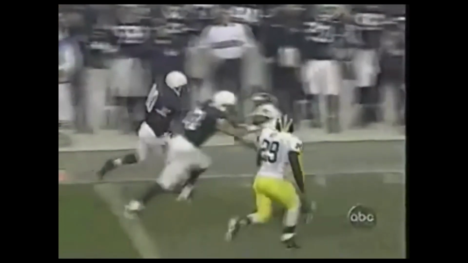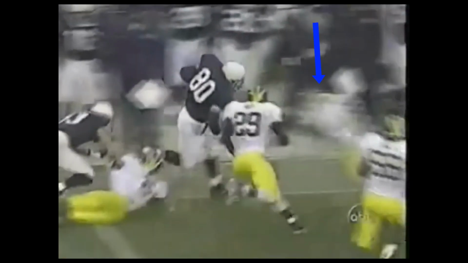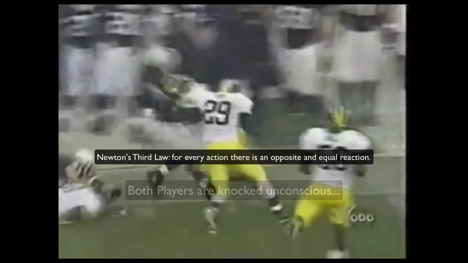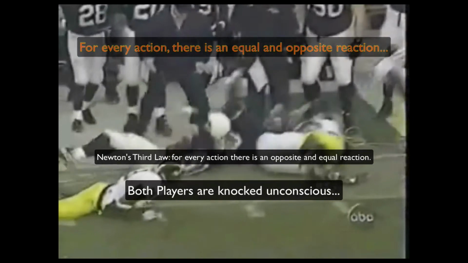That's Newton's third law. Now here's the thing that the tackler, the guy in the white, must have forgotten, because he's about to lay a hit on this very large football player. He's about to lay down a hit. But what he doesn't realize is that the force that he applies on him is going to come back. The force that he's going to apply on the football player with the blue jersey is going to come back to him as well. According to Newton's third law, for every action, there's an opposite and equal reaction. So both players were knocked out.